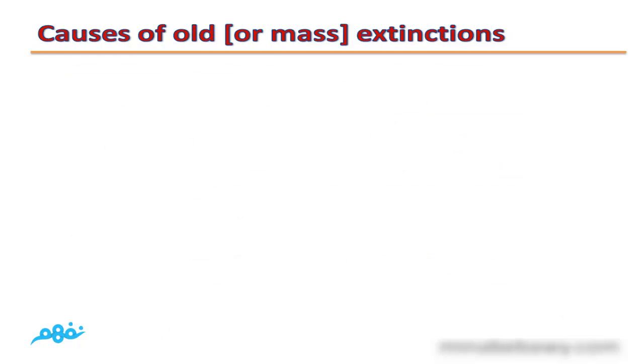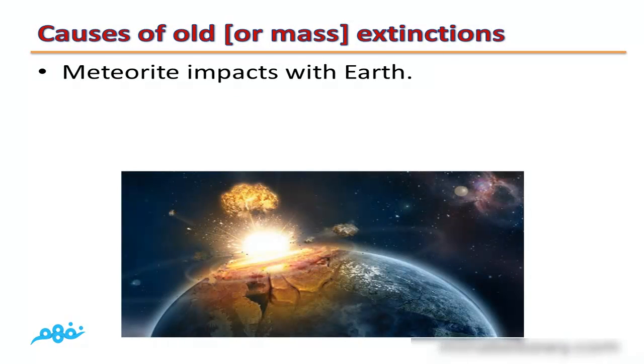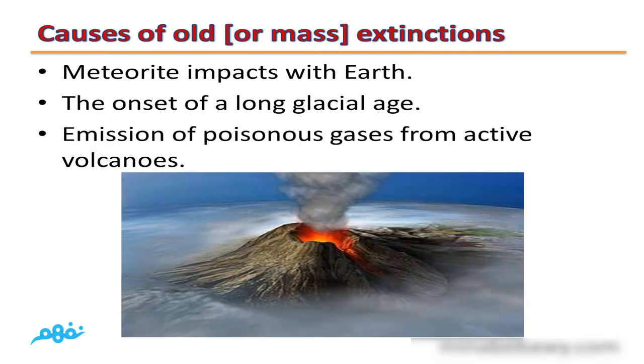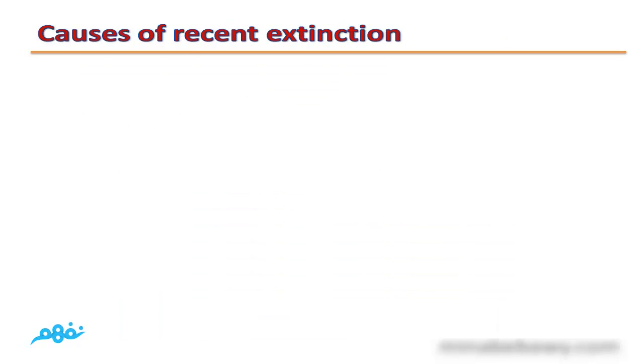Causes of old or mass extinctions. The first reason for old extinction is meteorite impacts with Earth. The second is the onset of a long glacial age. Finally, emission of poisonous gases from active volcanoes.